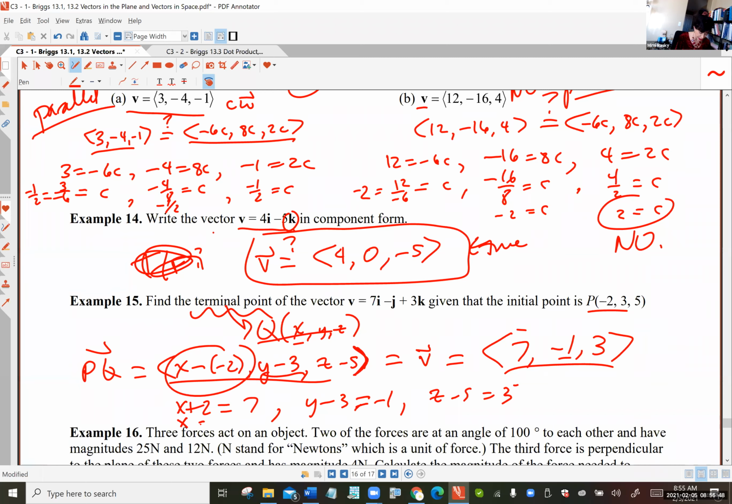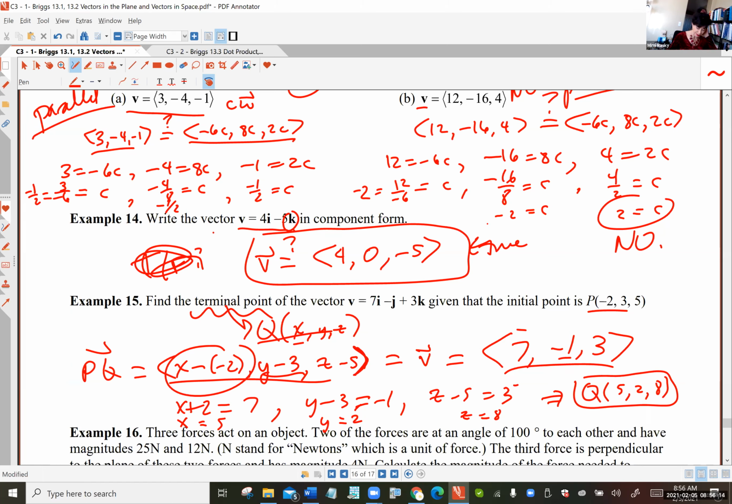Here we're going to subtract 2, we get X is 5. Here we'll add 3, so Y is negative 1 plus 3, which is 2. And here we'll add 5 to both sides, and we'll get Z is 8. So the answer is this terminal point Q has coordinates 5, 2, 8. And that's the answer to this problem. So it's kind of a working backwards problem. Okay, any questions so far?